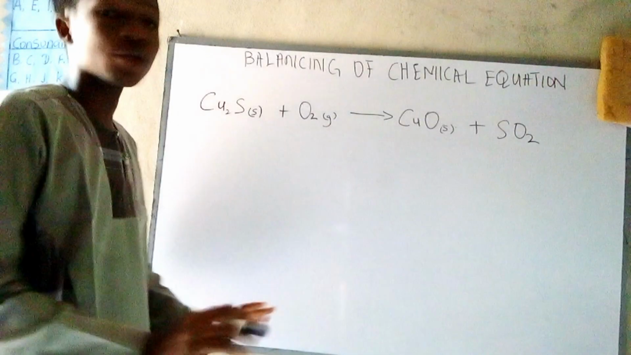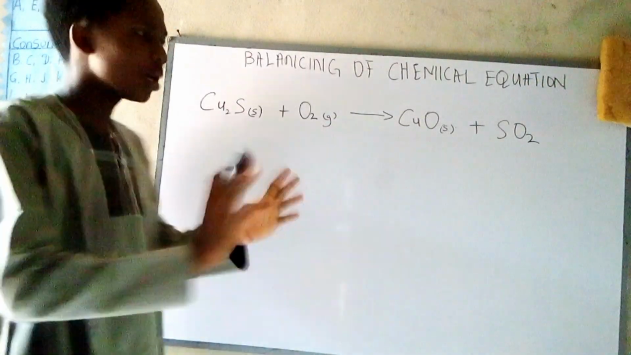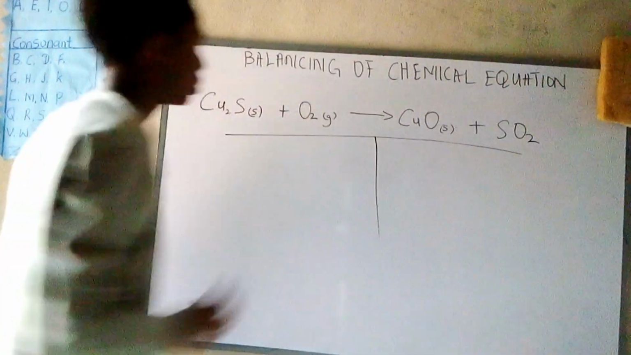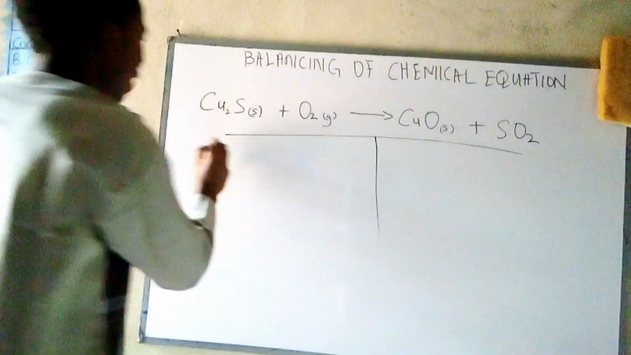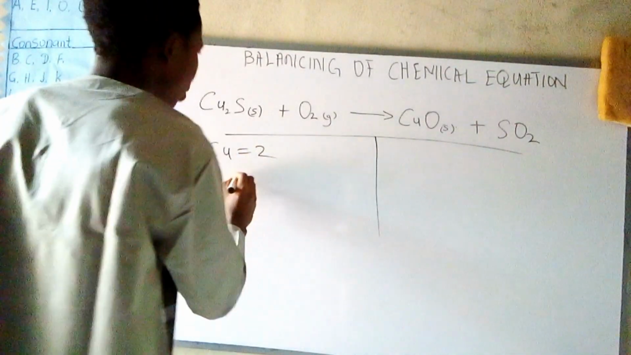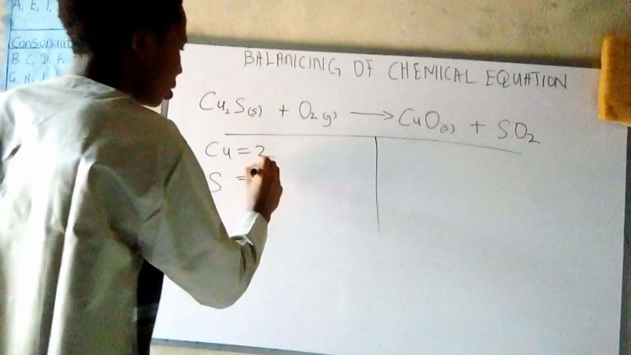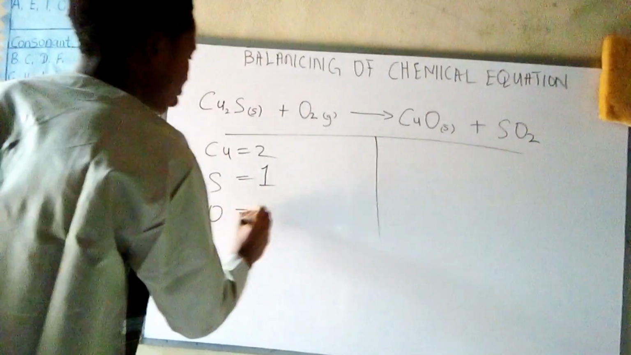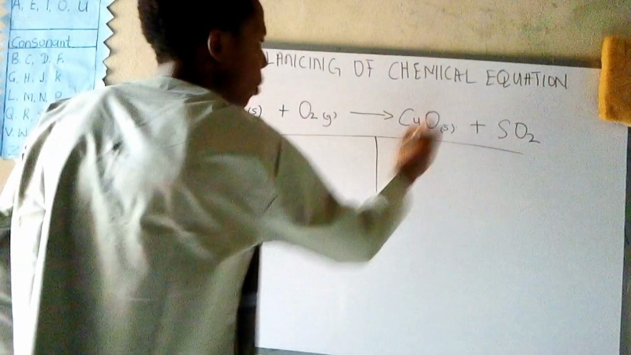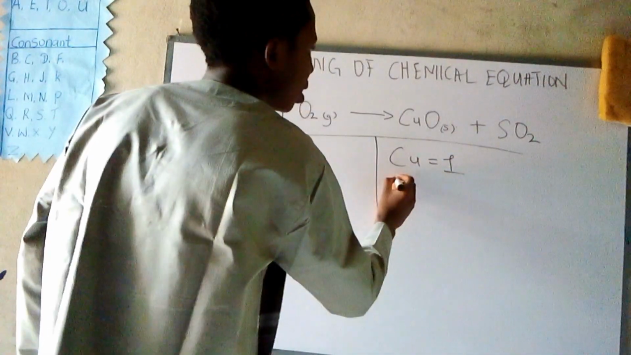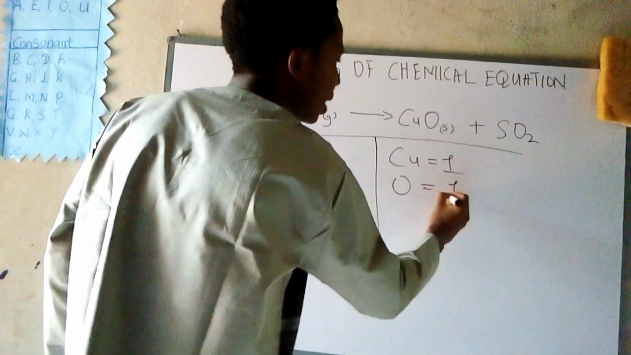Okay guys, next up. Now don't get confused, calm down as we have been doing it. Let's just demarcate the reactant from the product side. So now what do we have here? We have copper to be what? 2. We have sulfur to be what? 1. And oxygen to be 2 here. And also we have copper to be what? Copper to be 1. Oxygen to be 1.